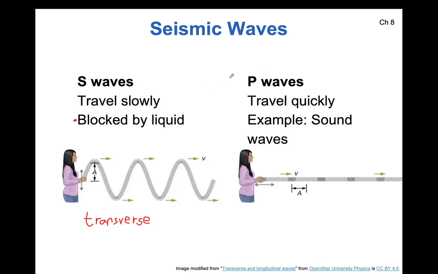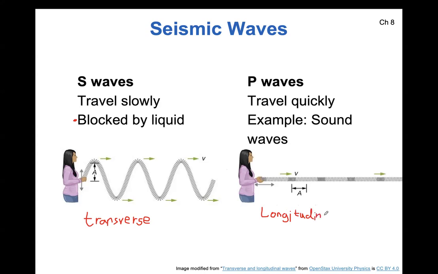And then likewise, terminology for earthquakes, P waves are the other type of mechanical wave that can exist. And the term for them that's used in every discipline other than seismology, or the study of earthquakes, is longitudinal. So, in other words, P waves are longitudinal waves.